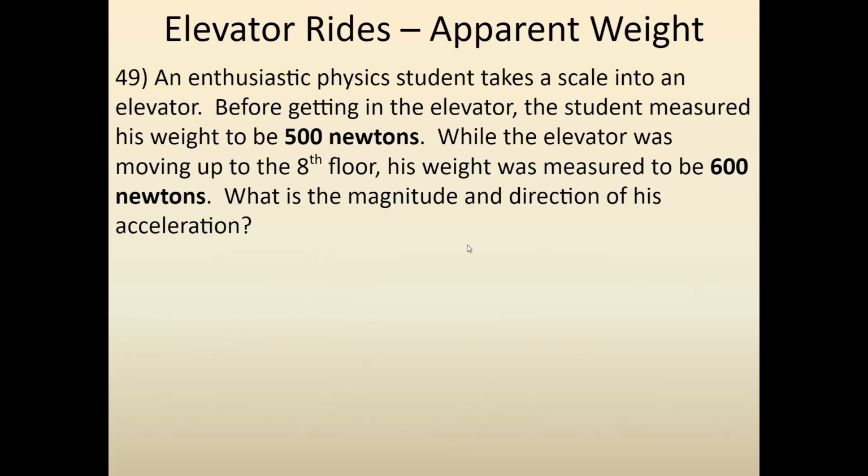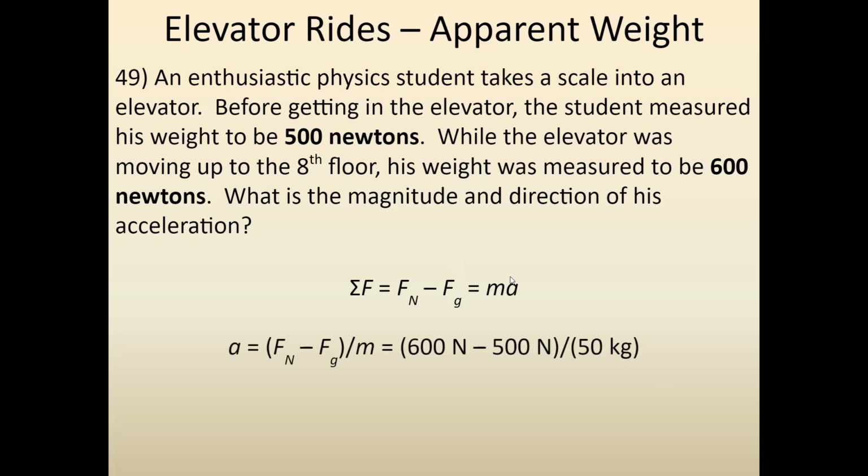And then it says while the elevator is moving up to the eighth floor, his weight was measured to be 600 newtons. And they want to know what the magnitude and direction of his acceleration is. Well, now that I know this, what I can do is set up my FBD and my sum of the forces equation. Because 600 newtons is the bigger one, we could do 600 minus the 500 equal to ma. The mass is just going to be 50. So we end up getting 2 meters per second squared up.